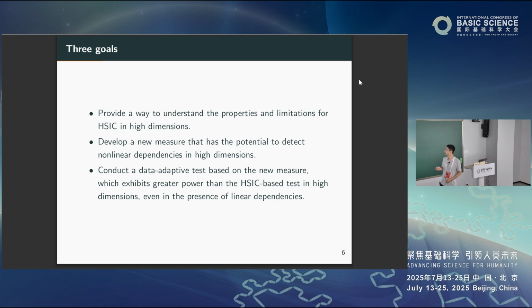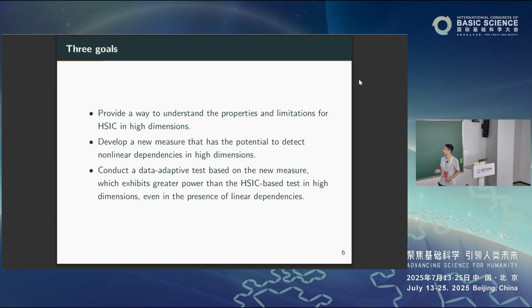The second one is that, given such limitations, we want to develop a new measure that has the potential to detect nonlinear dependence in high dimension. Because we have known that the HSIC will only detect linear dependence in high dimension. So we want to develop a new measure to overcome this issue.